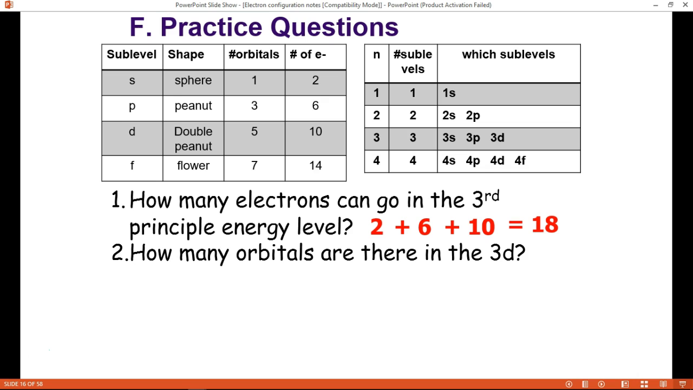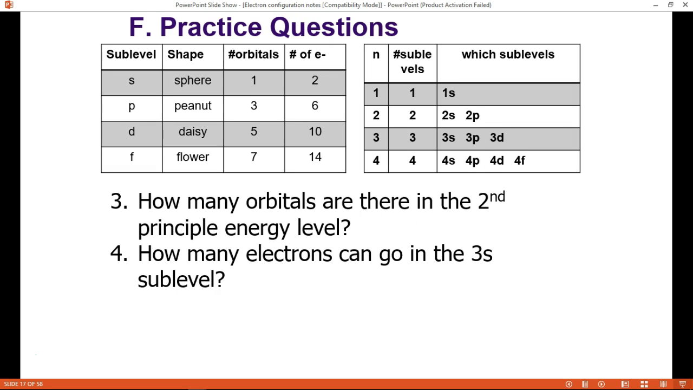Okay, for number 2, how many orbitals are there in the 3d? So I'm specifically talking about the third energy level, d orbitals. I'm not talking about the whole third energy level, just this sublevel. Well, in every d sublevel, there are 5 orbitals and 10 electrons within those orbitals. So for d, we would just say 5 orbitals.